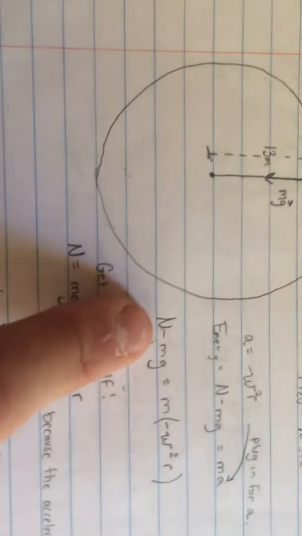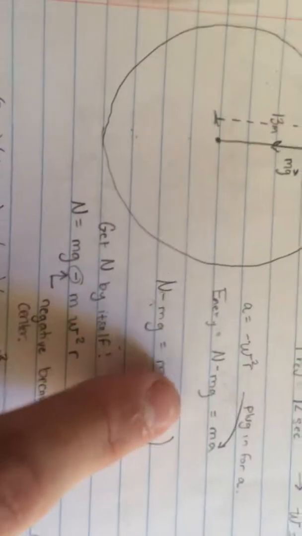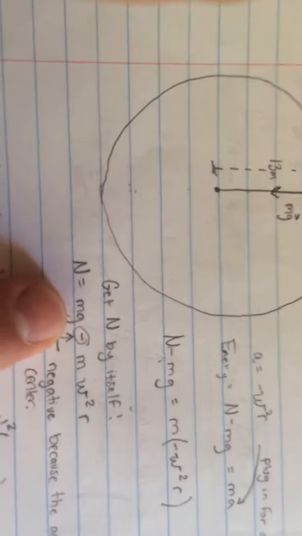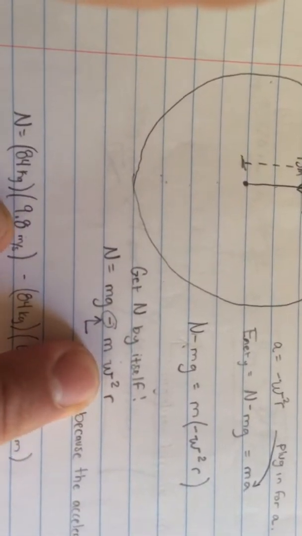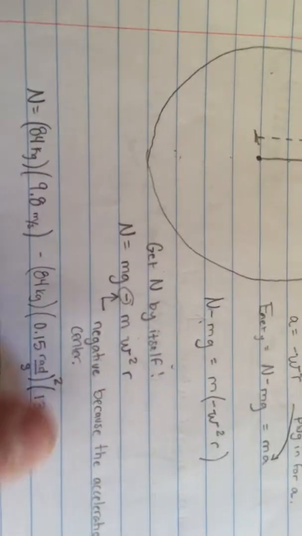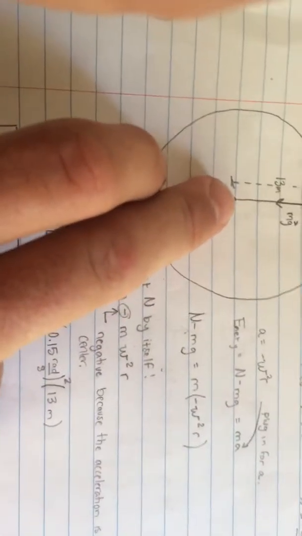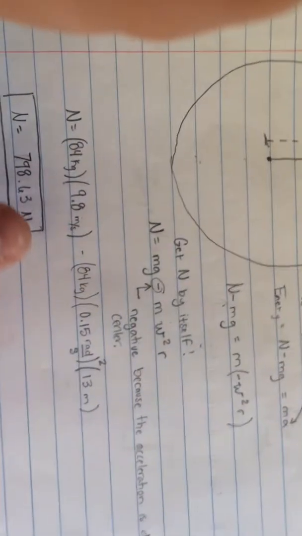So we're going to try to get N by itself, because the question is, what is the apparent weight of the person, which is N. So we're going to put N by itself. So N equals mg, mass times gravity, minus the mass times the angular velocity squared times r. And the reason this is negative is because the acceleration is down in the y direction towards the center of the Ferris wheel.